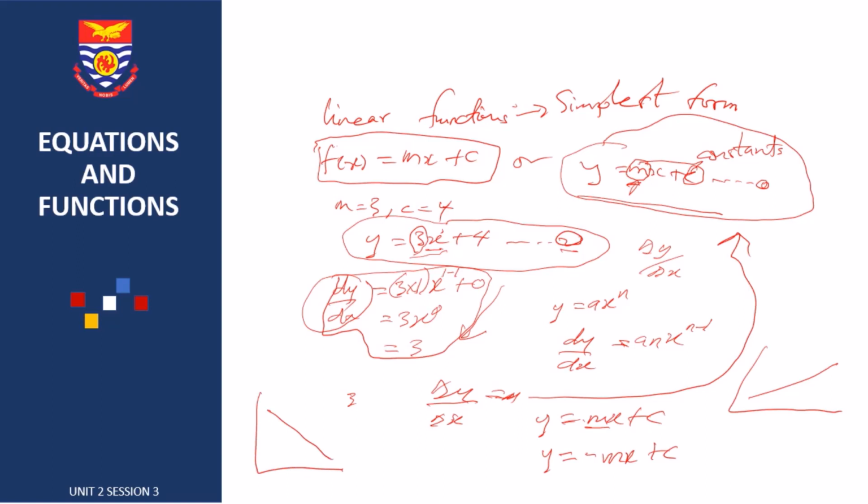Now the constant c in mx plus c is the value of y when x is 0. Anytime x is 0, the coefficient times 0 gives me 0. So when x is 0, y will be equal to c. So the constant c in y equals mx plus c is the value of y when x is 0. It therefore indicates the point where the straight line intersects the y-axis.